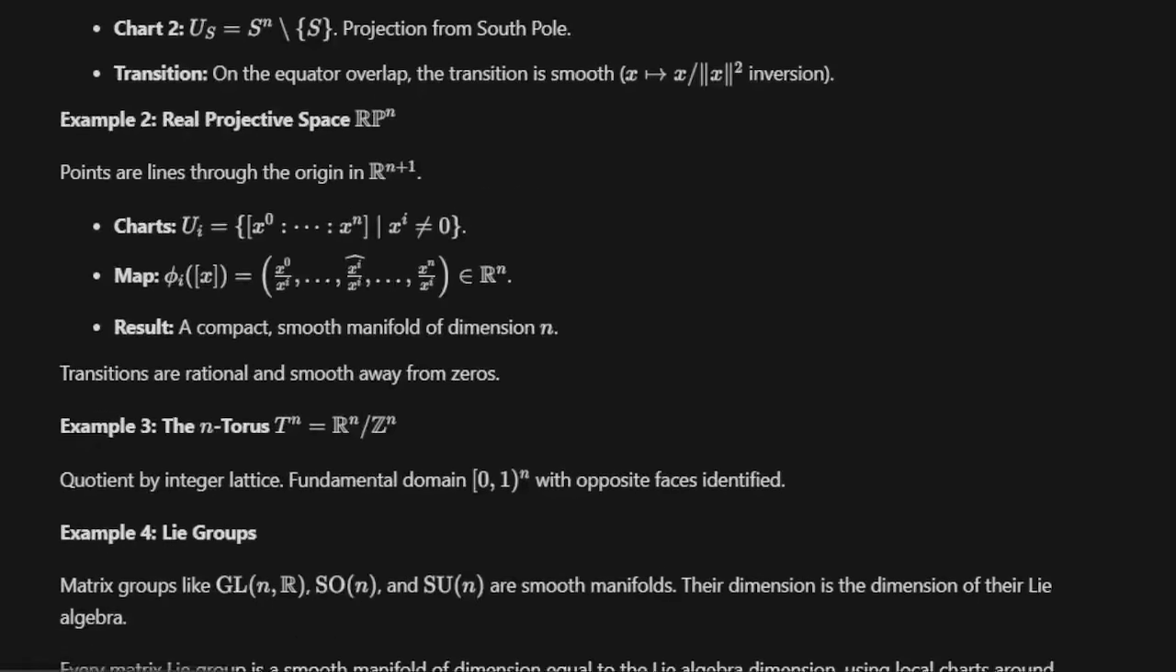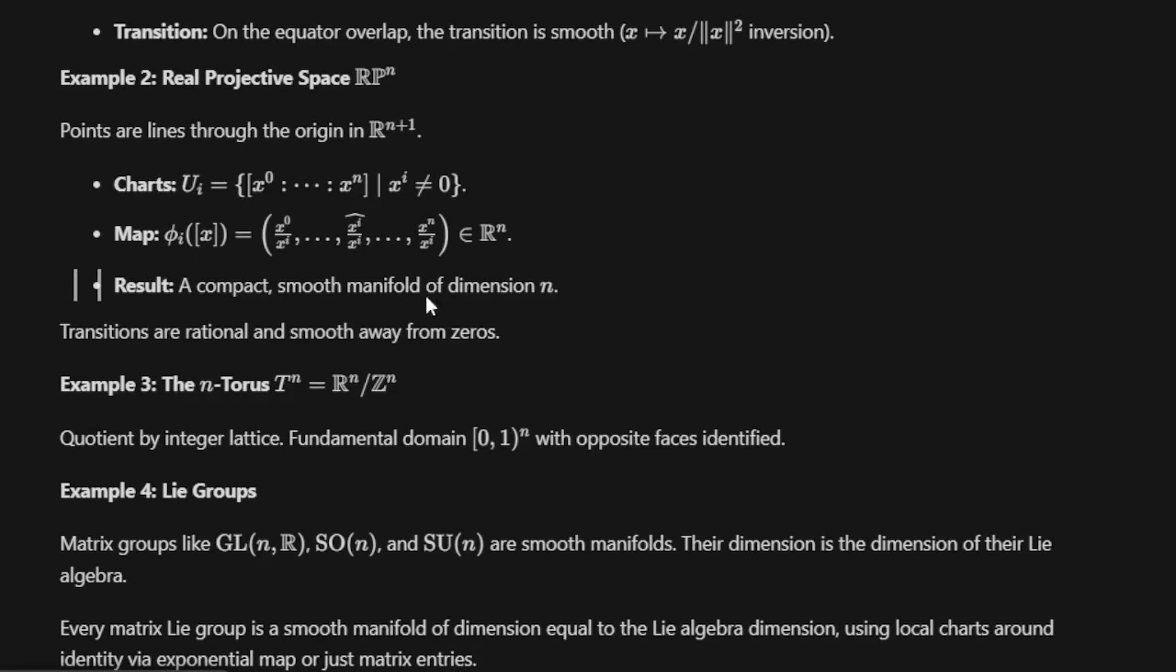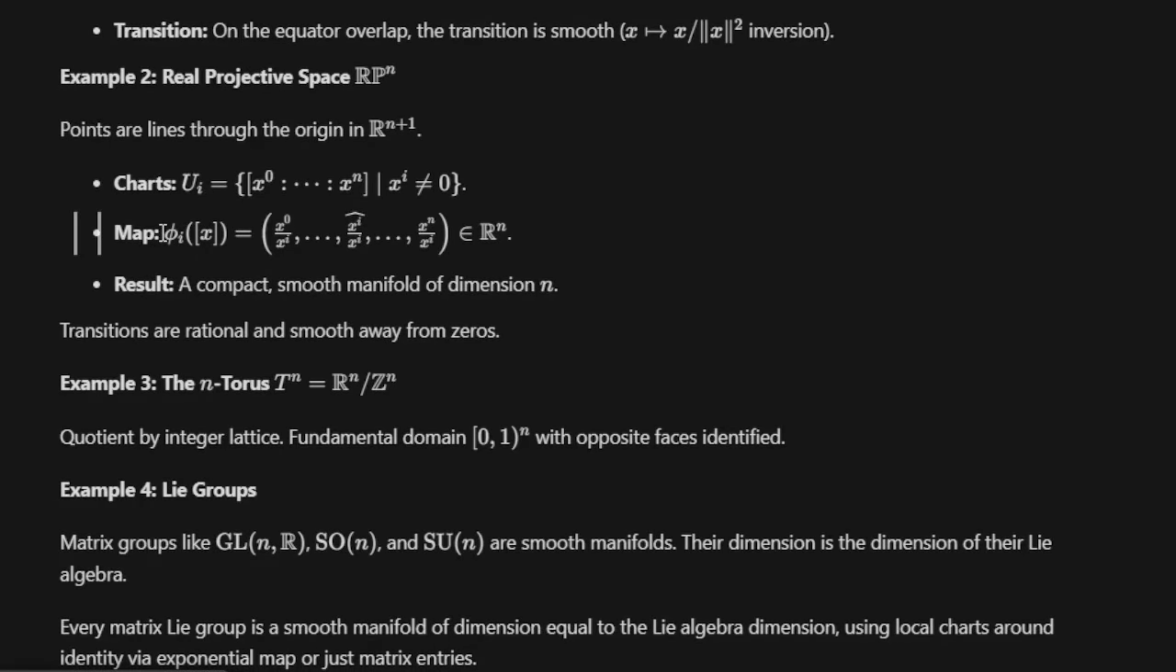Okay. There's also the real projective space. This is the space of all lines passing through the origin. It's locally flat, but globally twisted. So we can take charts on the set of coordinates where a given coordinate is not equal to 0, and these are essentially lines. We can take a map to look at different ways to project the space of all those lines passing through the origin, and you just get a compact smooth manifold of dimension n. Okay.